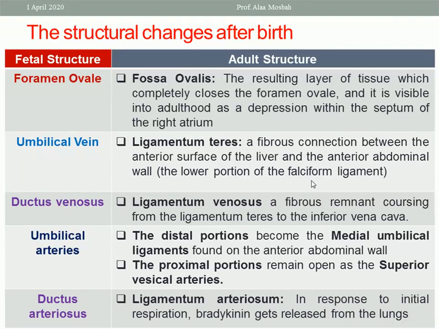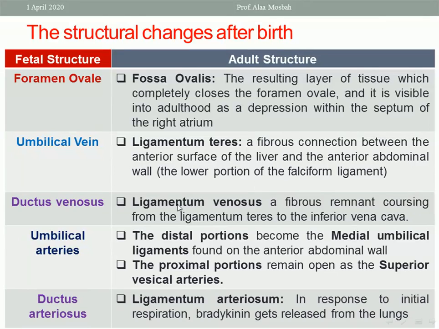Okay, so lastly, the structural changes after birth. Look to this table, please. Foramen ovale will be what's called fossa ovalis, the resulting layer of tissue which completely closes the foramen ovale, and it is visible in adulthood as a depression within the septum of the right atrium. What about the umbilical vein? It will be called ligamentum teres, which is a fibrous connection between the anterior surface of the liver and the anterior abdominal wall, and this is considered the lower portion of the falciform ligament.